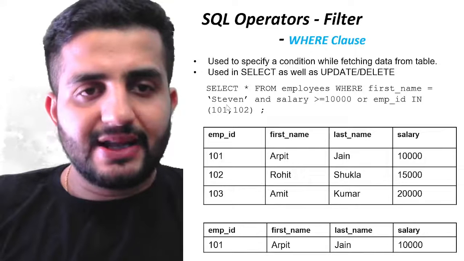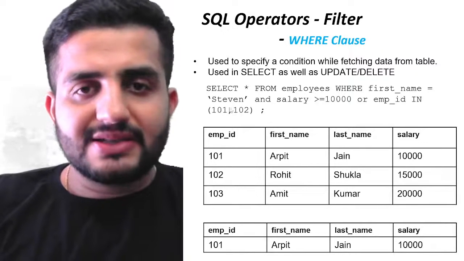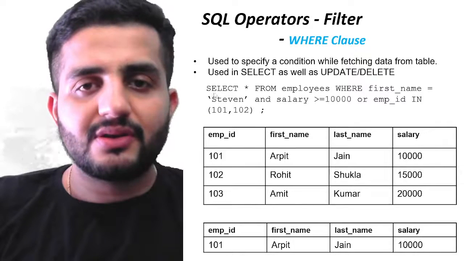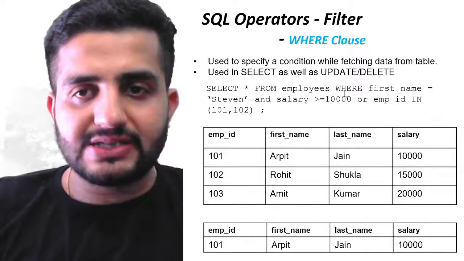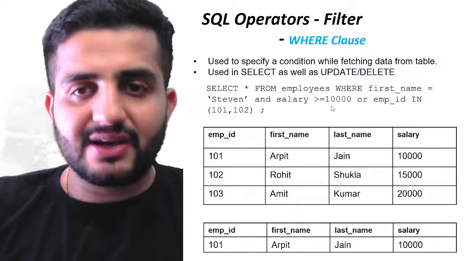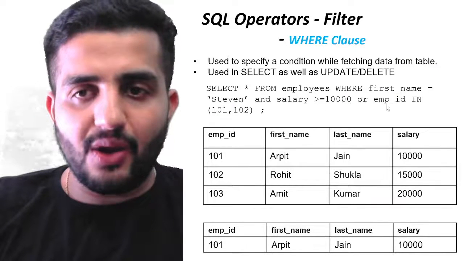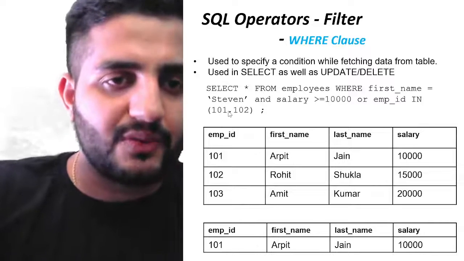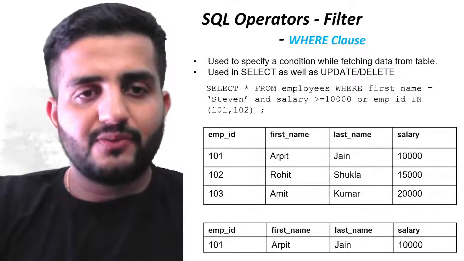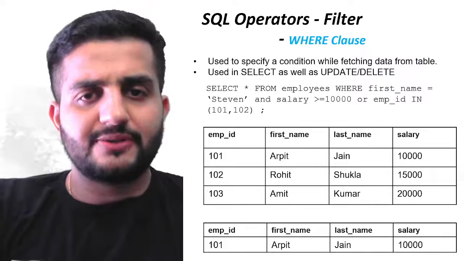Now can somebody tell me what is the output of this particular query? How many rows, how many columns? Look at this. Select star from employees where first name is equal to Steven and salary is greater than equal to 10,000 or employee ID in 101 or 102. Look at this question very carefully, guys. Then put up your response. What is the output here? How many rows, how many columns?